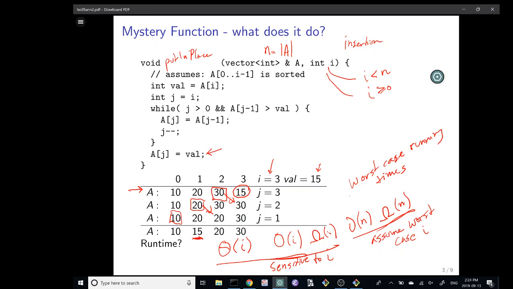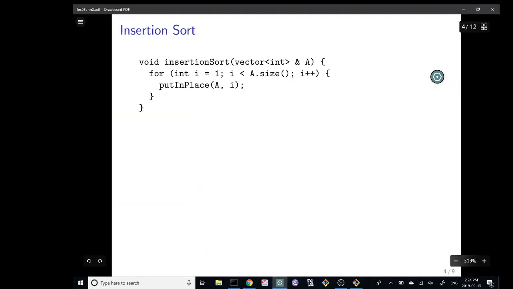Okay. Are we good? Any other questions about this? This is a mystery function, put in place, and now we're going to use it. It's used in insertion sort. Because you know what put in place is like: sorting cards. Pick up the next card, put it in place. Pick up the next card, put it in place.